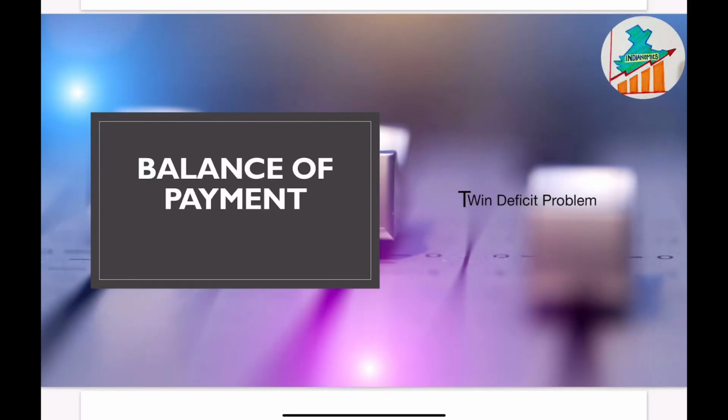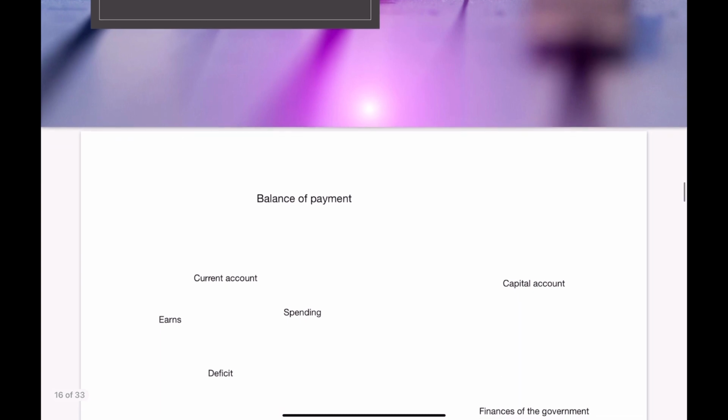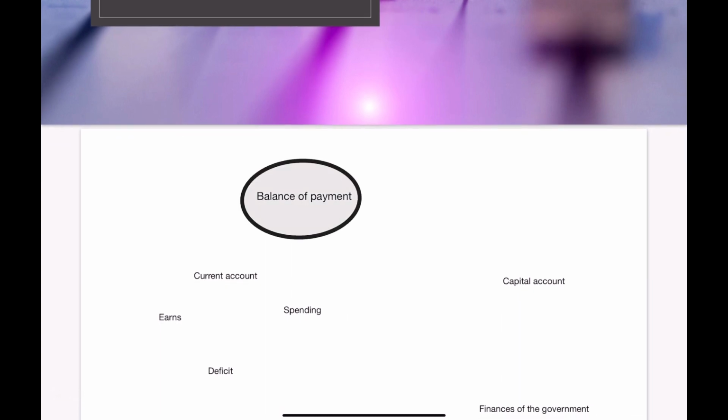This lecture will cover all those small topics connected with the twin deficit problem. Okay, so let's start with the concept. We discussed in the last class about balance of payment. We talked about the balance of payment considering two parts, current account and capital account.